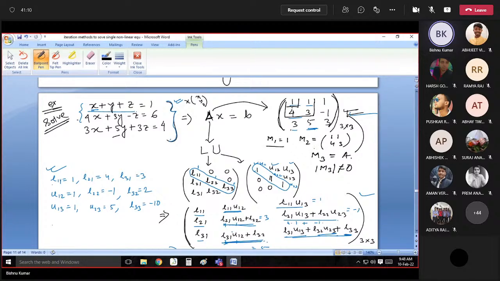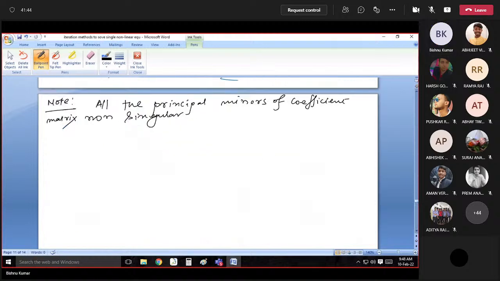And similarly, these two are also non-singular, which means the first value M1 should be non-zero, and this determinant value will also be non-zero. Then all the minors are non-zero or non-singular. Determinant value not being 0 means the corresponding matrices or minors are non-singular. Then you can use the LU decomposition method and you will get the solution. Did you get my idea, what I am telling?